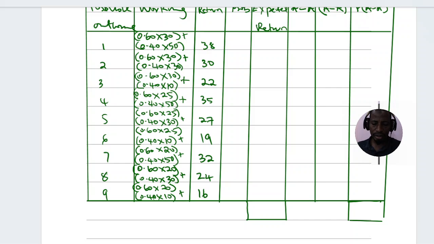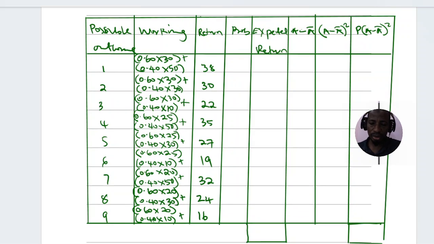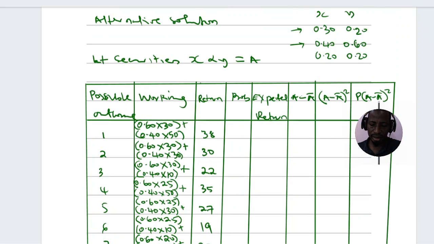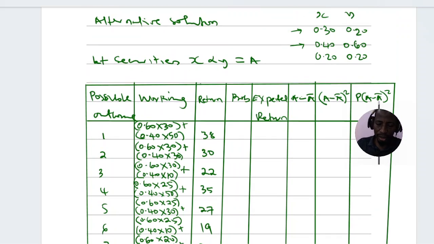So we have completed the combined return. The same way you combine the return is the same way you are going to combine the probability. So the first return is 30 with the probability of 0.3, and that's for security X. For security Y, to combine the probability, you multiply the first probability of X with the entire probability of Y. Okay, so let's do that.